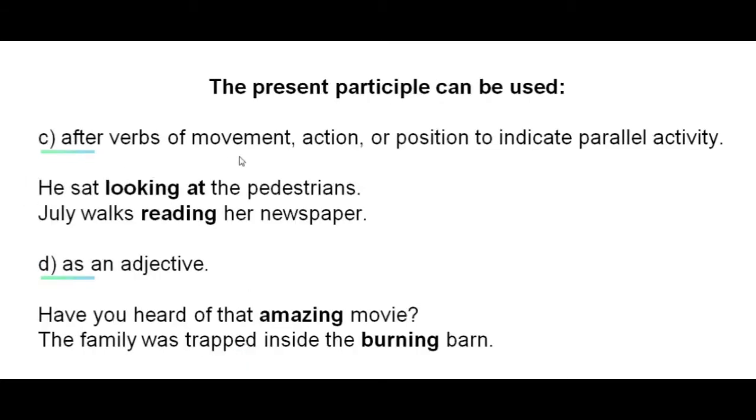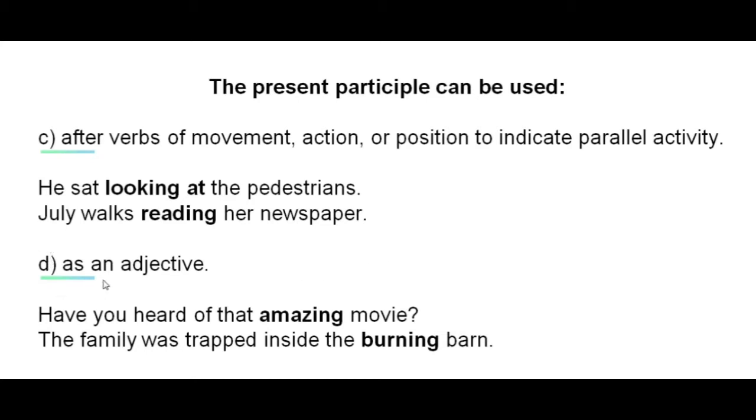C. After verbs of movement, action, or position to indicate parallel activity, as in the examples below. He sat looking at the pedestrians, doing two things at once. July walks reading his newspaper.